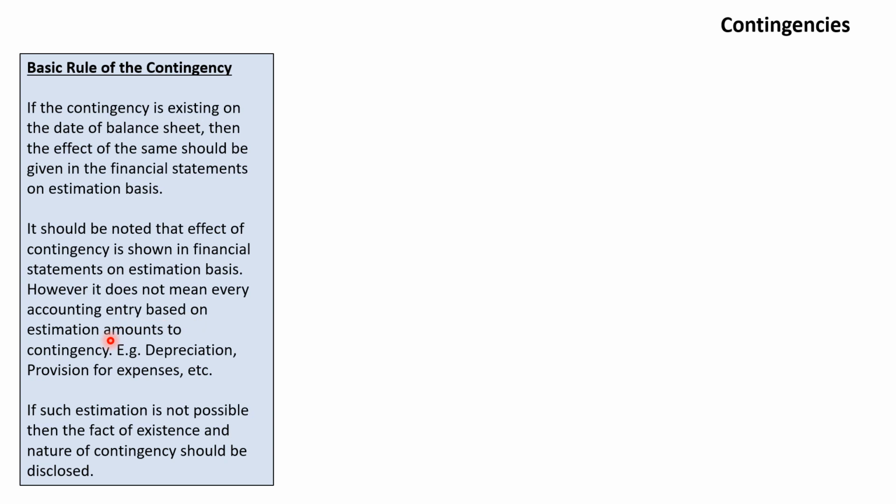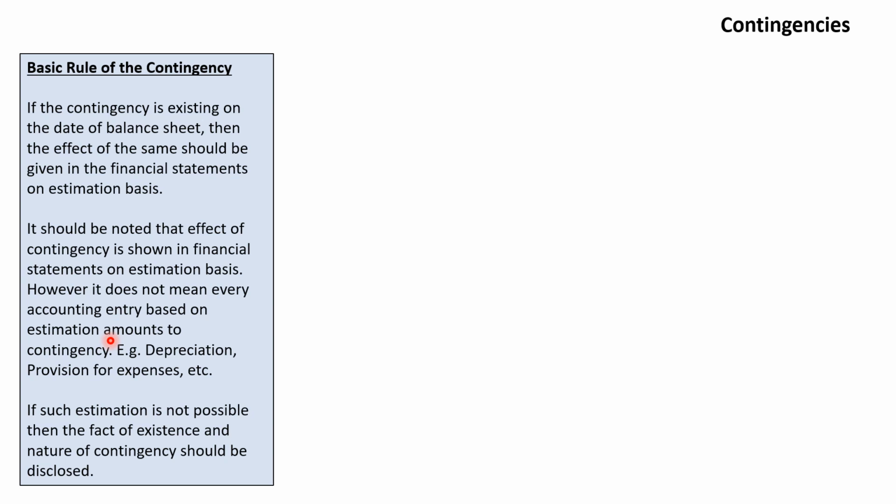Next, if such estimation is not possible, sometimes it may so happen that it is not possible for you to do the estimation properly, then the fact of existence of and nature of the contingency, that there is a contingency, it exists and its nature is so and so, will have to be disclosed separately in the financial statements by way of a note. I am repeating again, if there is a contingency, estimate the same and give the effect of that estimation in the financial statement itself. That means pass the accounting entry.